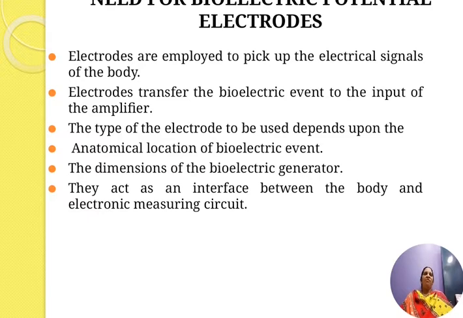The type of the electrode to be used depends upon the anatomical location of the bioelectric event. It depends upon the dimensions of the bioelectric generator, and also they act as an interface between the body and the electronic measuring circuit. So these are the reasons why we are using biopotential electrodes. They are employed to pick up the electrical signal of the body, and to transfer the bioelectric event to the input of the amplifier.